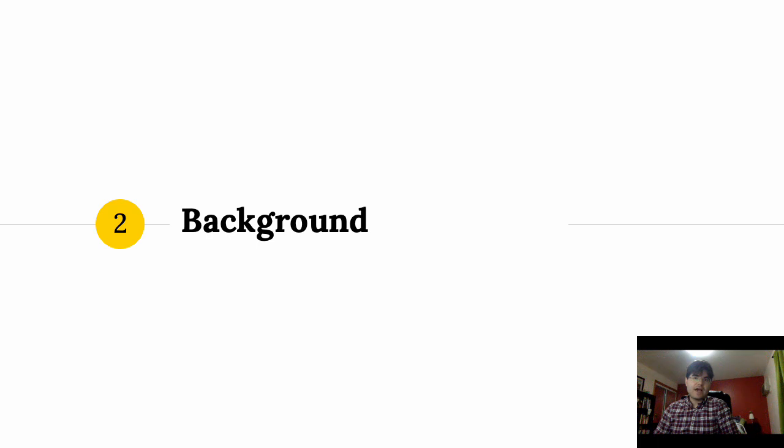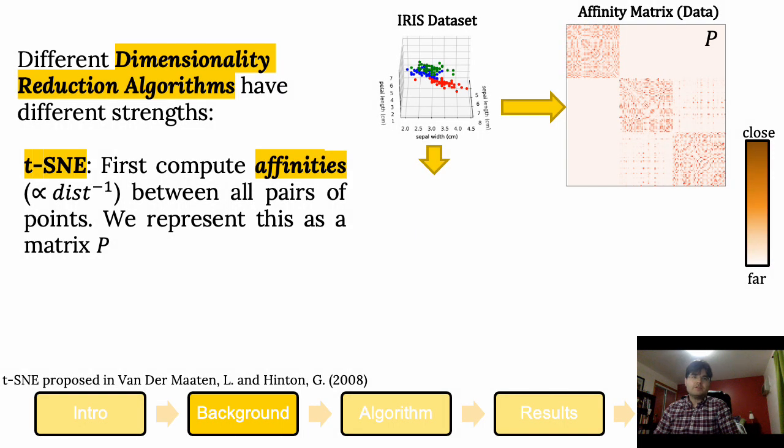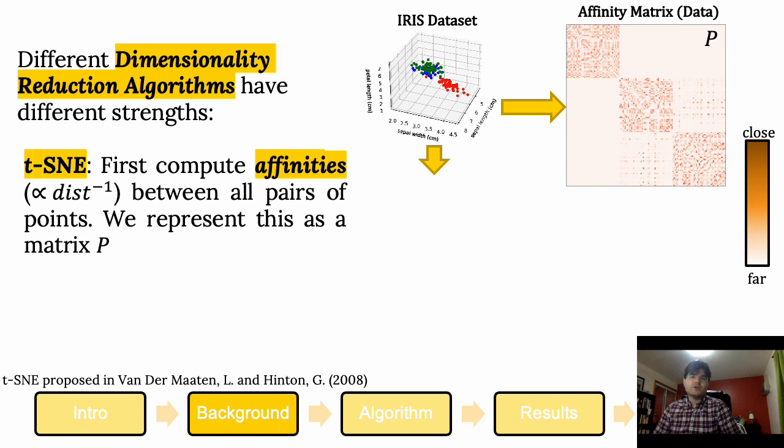Now, let's get to the background. Different dimensionality reduction algorithms have different strengths. t-SNE is the algorithm we're going to be talking about the most in this presentation. In order to do t-SNE, we first compute the affinities, which are inversely proportional to the distances between all pairs of points. We represent this as a matrix P, and you can see the affinity matrix on the right. We've color-coded it so that points that are close by appear dark brown and points that are far away appear light beige.